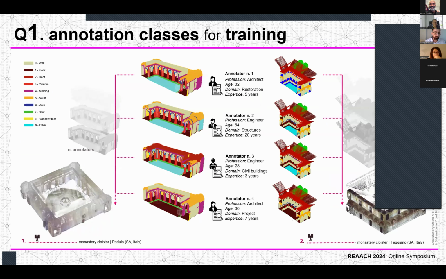Firstly, we made a point cloud dataset more coherent with the architectural type of interest. The dataset consists of clouds manually annotated for the two case studies by operators with different specialization, age, and experience. Next, we evaluated the degree of their agreement by computing a final cloud with appropriate classes for the training phase.